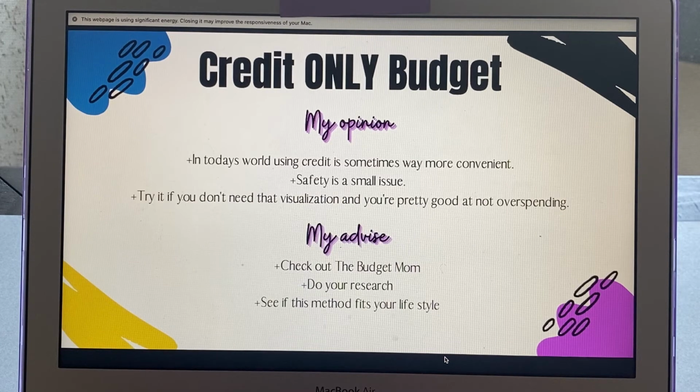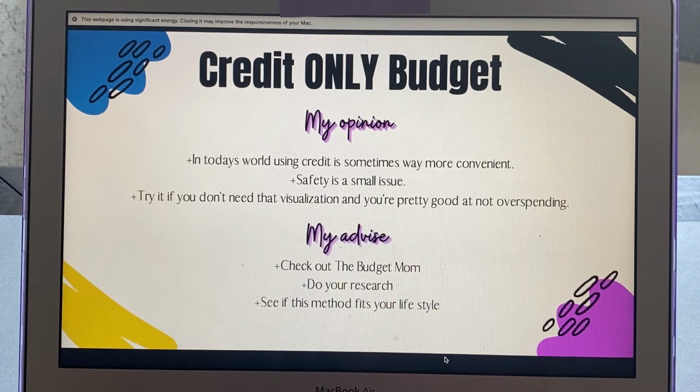And then I really didn't need that visualization of the cash anymore because I worked so hard to make sure I stayed on budget. My advice for you is to check out the Budget Mom. She also specializes in using credit and stuff like that. So she can also help you with that.